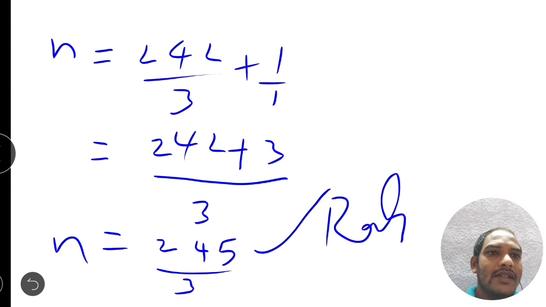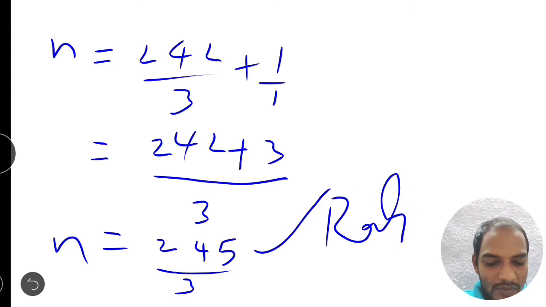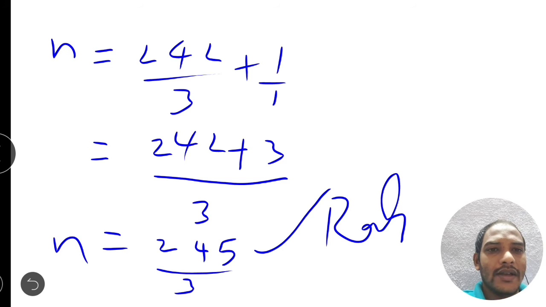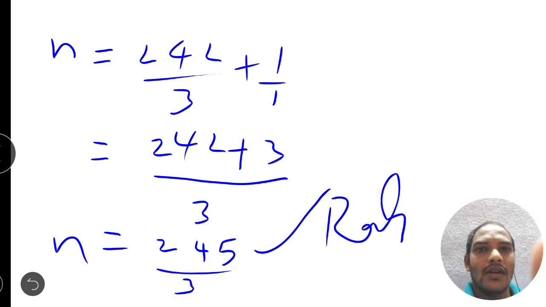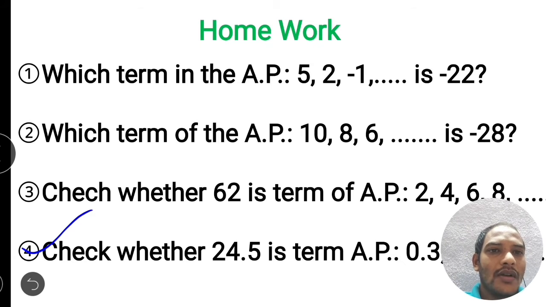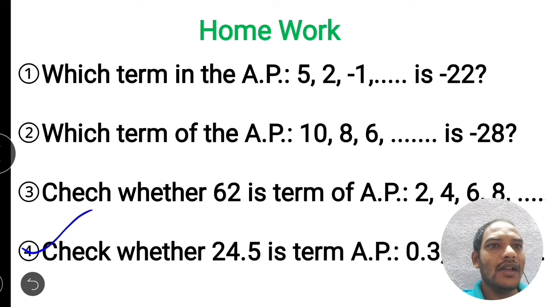If n is a rational number, what is the meaning of that? N is actually the term number. The term number should be a positive integer, but we got a rational number. So what is the conclusion? 24.5 is not a term in the given arithmetic progression. So the conclusion is very important for every answer.